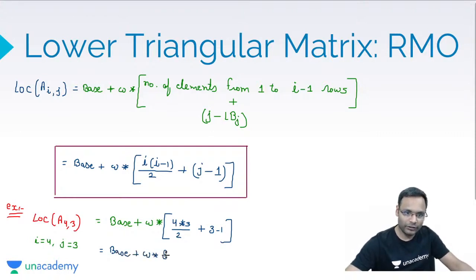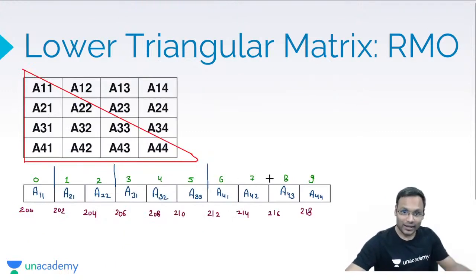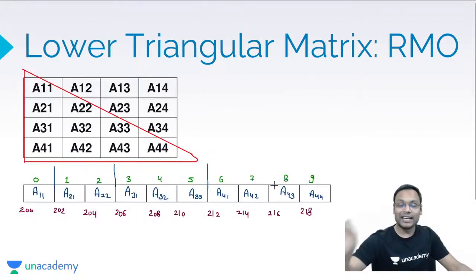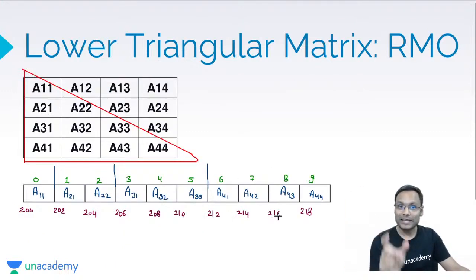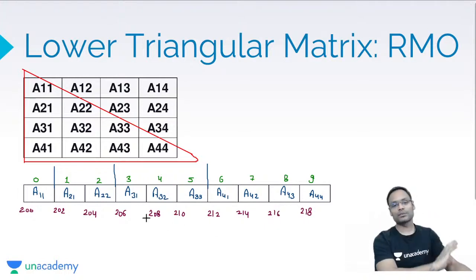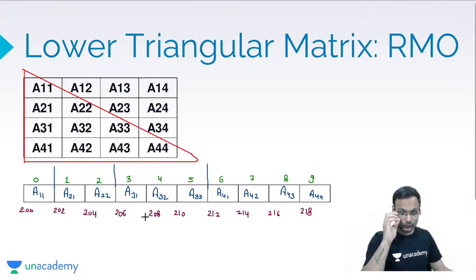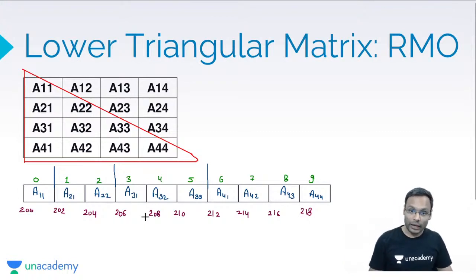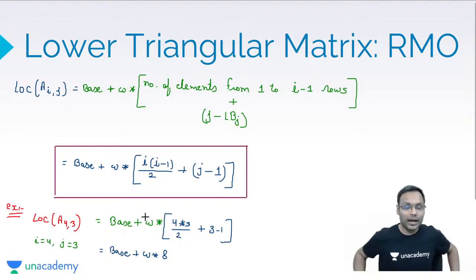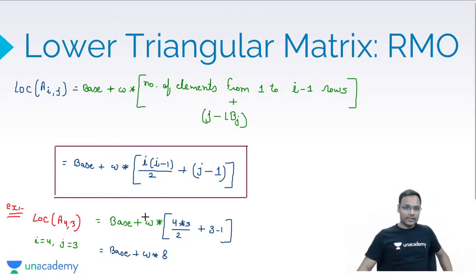Yes, we are correct. Look at this, we are correct. Index, relative index 8. If each element takes 2 spaces in the memory, 2 into 8 is 16, plus base address. My work is done. Understood that? Now listen.